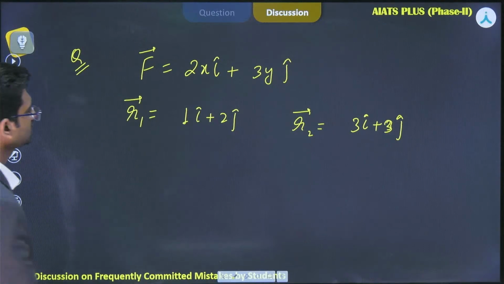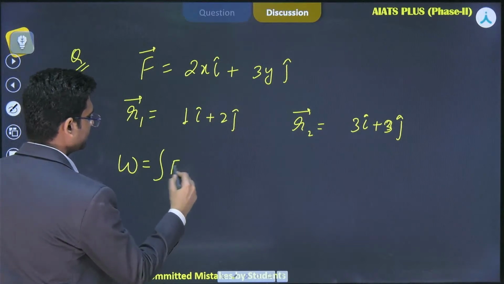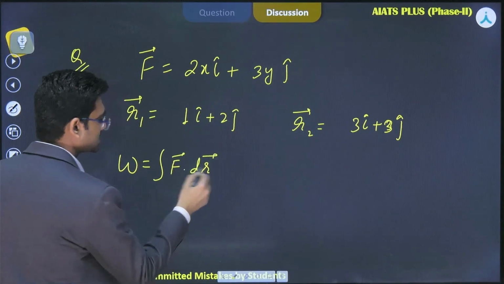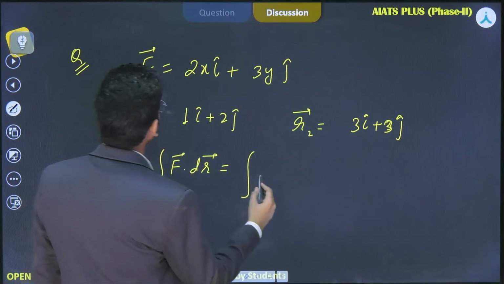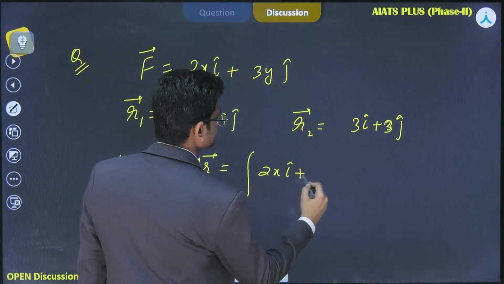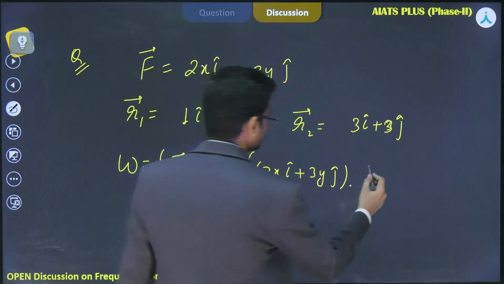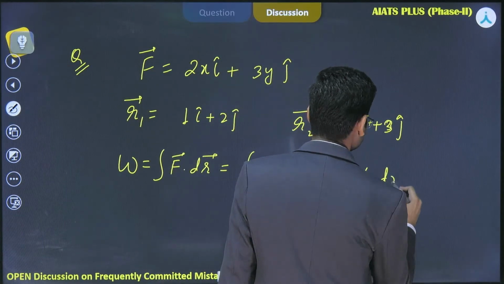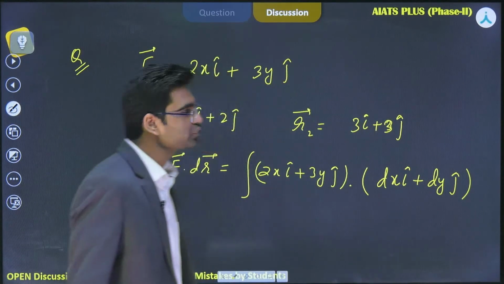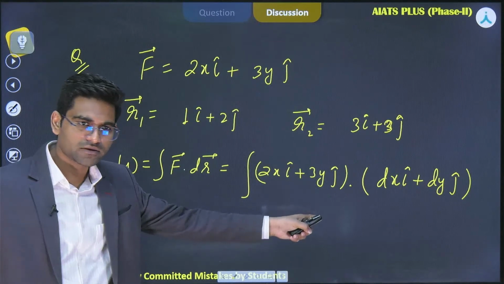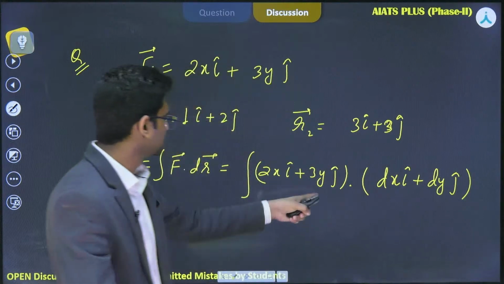How can we solve it? Fundamentally the formula remains the same, right? So integral of F dot dr. Now you will need the formula in this form, F dot dr, and F can be written as 2x i cap plus 3y j cap, dot product. So this is dot, dr can be written as dx i cap plus dy j cap. Since there is no force in the z direction, I am not taking the component in the z direction, and I am also not taking the displacement in the z direction. So this is the formula.